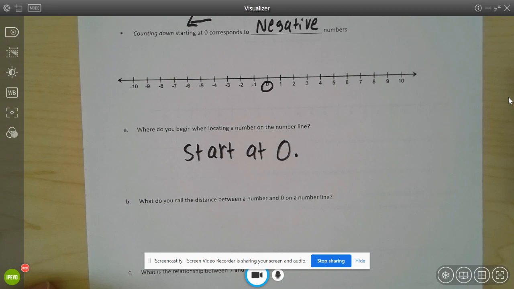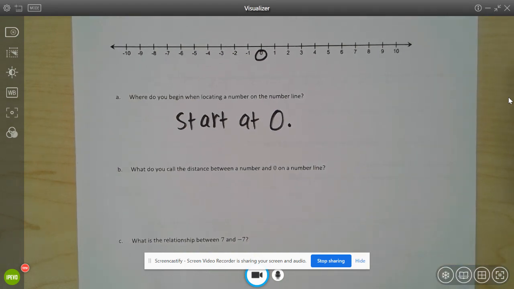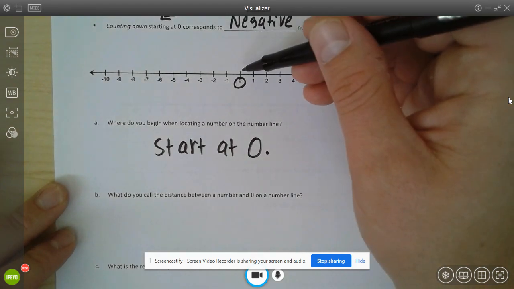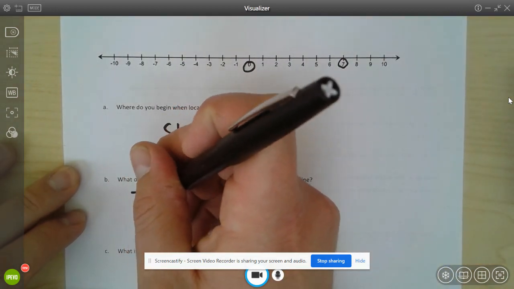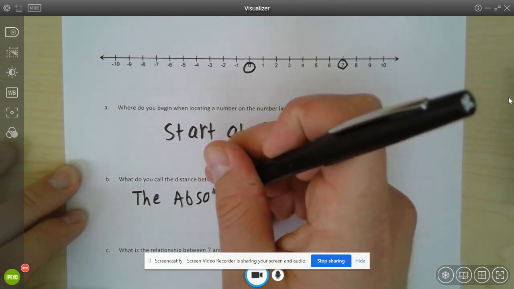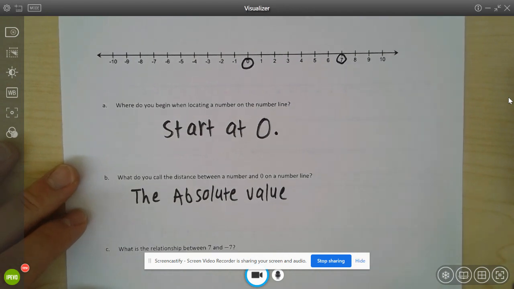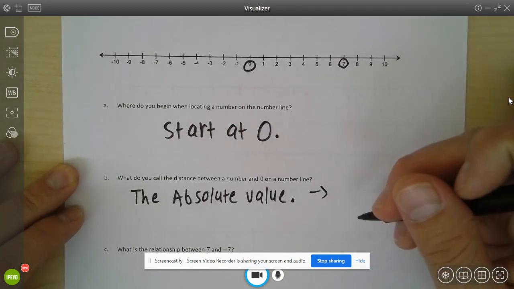The next question says, what do we call the distance between a number and 0 on the number line? So if I take a number like positive 7, and I'm looking at the distance between 0 and 7, I'm actually looking at the absolute value. Right? So the absolute value is the distance between a number and 0.